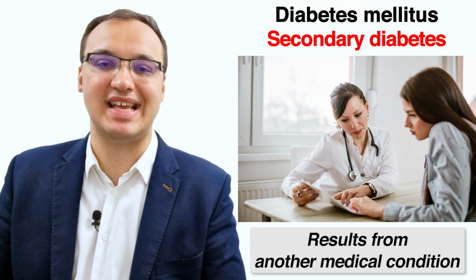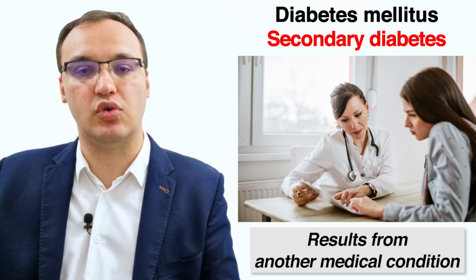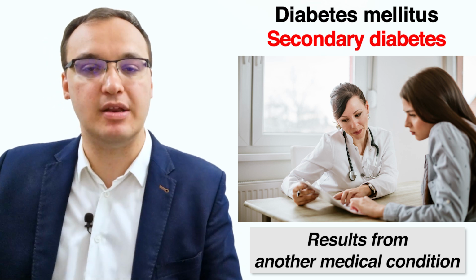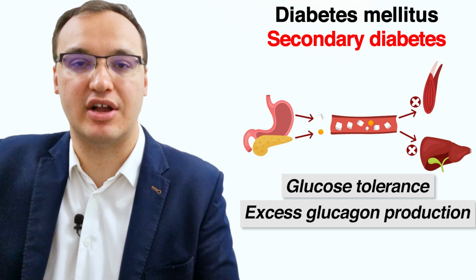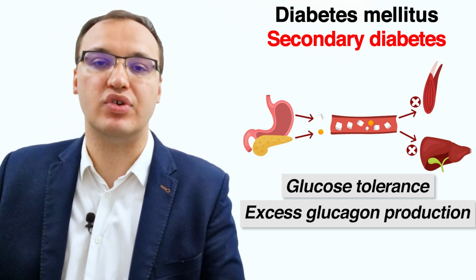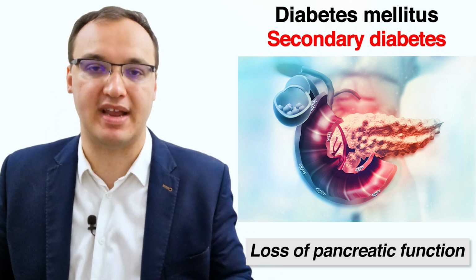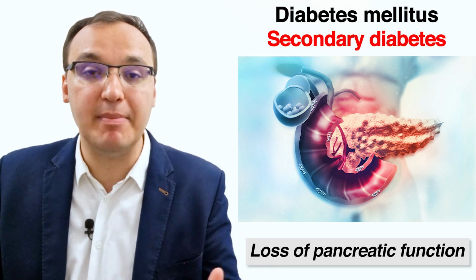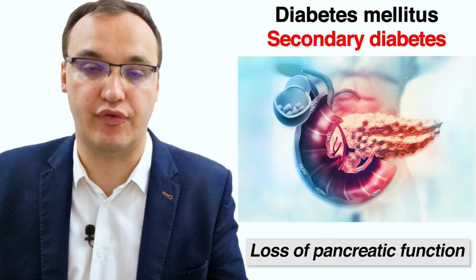And let's discuss now secondary diabetes. Secondary diabetes can be defined as diabetes that results from another medical condition that can impair glucose tolerance and cause excess glucagon production or cause resistance to the action of insulin. And it can also be caused by a loss of pancreatic function in diseases that damage the pancreas or when parts of the pancreas are removed during a surgery, for example.